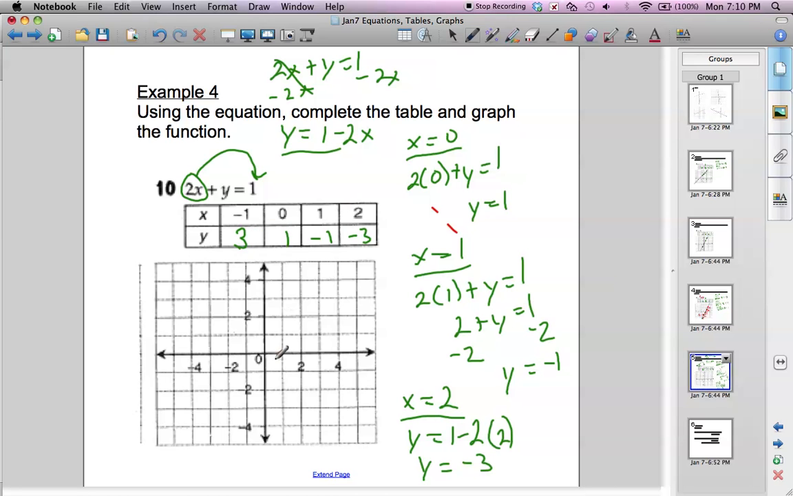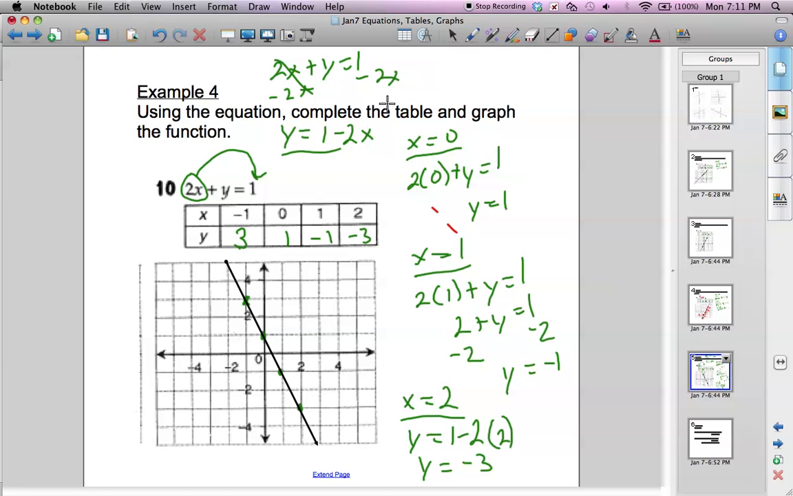These points, if I graph them, I'm going to have negative 1, 3, 0, 1, 1, negative 1, 2, negative 3. Okay, so they do all line up, so it looks like we've probably done this correctly. And I'm going to draw the line here. Okay. So notice this line is going downward to the right.